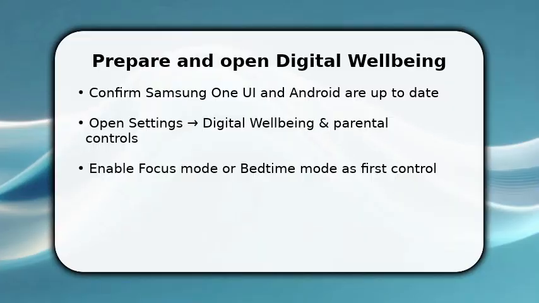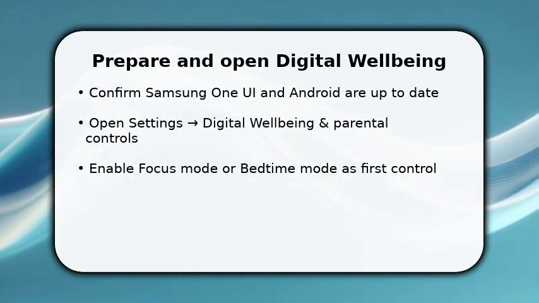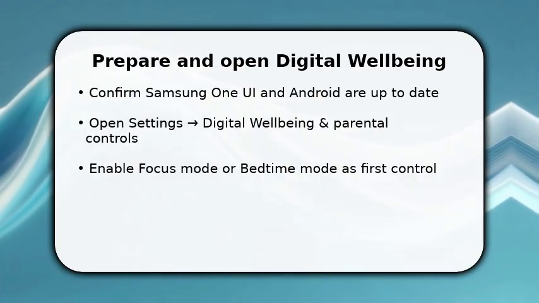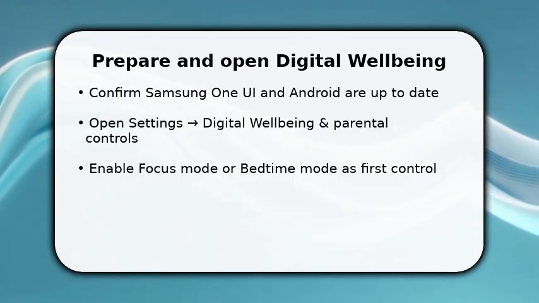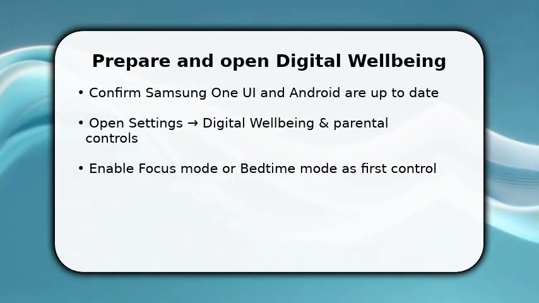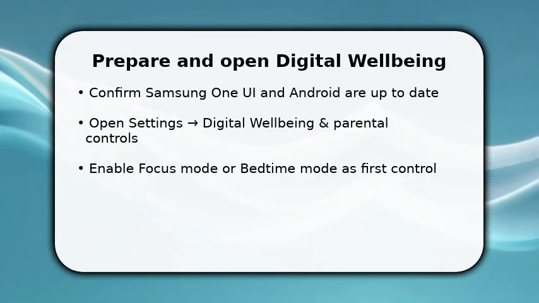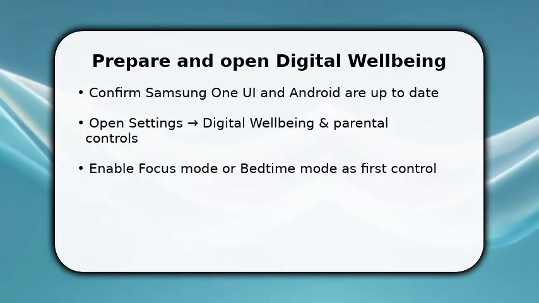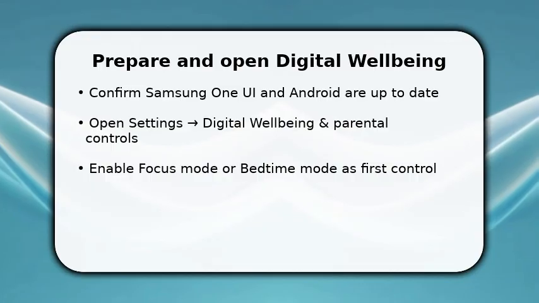Enjoy the video. You start by updating settings and launching digital well-being so controls work reliably. Once done, open Settings, tap Digital Well-being and Parental Controls. This centralizes screen time tools. You'll enable Focus Mode or Bedtime Mode as the first actionable step to immediately pause distracting apps. Do this now so other limits you set later take effect. Make sure battery optimizations won't stop the app. That's why updates and permissions matter before creating timers, routines, or parental restrictions.